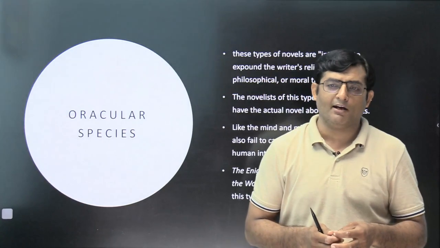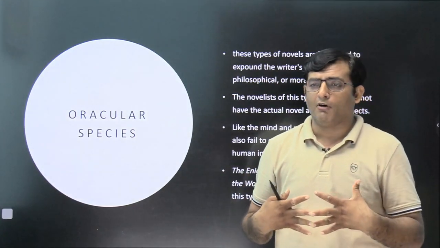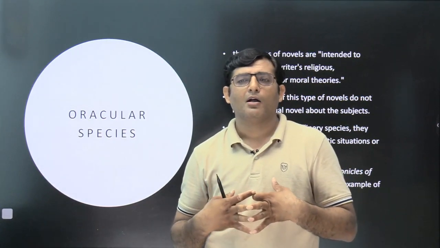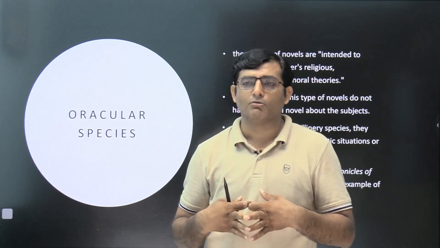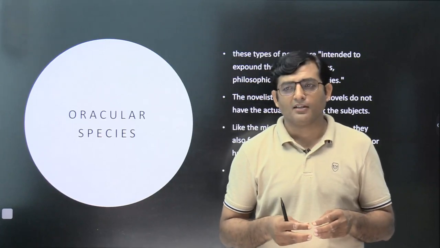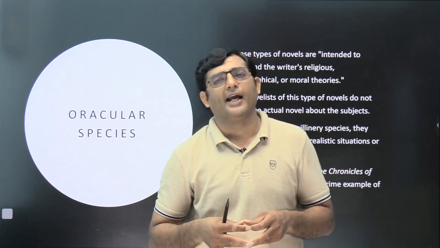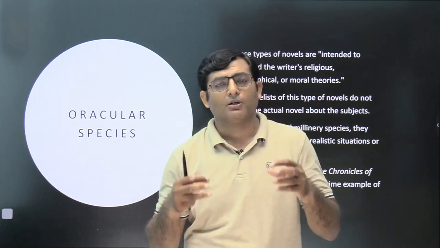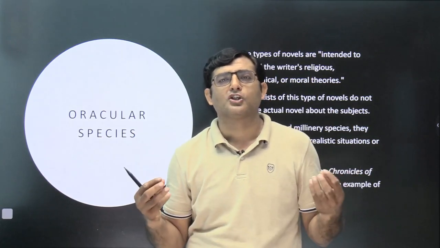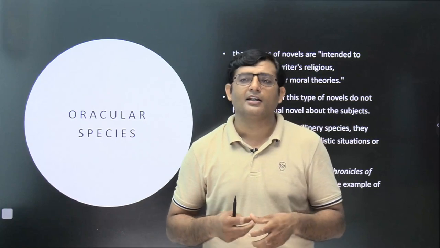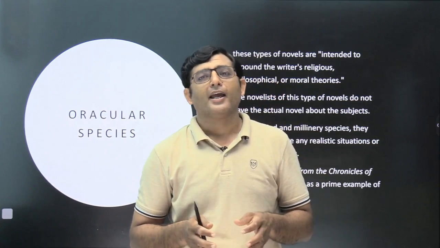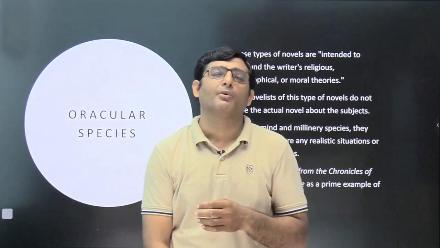The original direction of the novel seems straightforward enough, it involves solving an enigma, a hard to understand problem. However, the language the author uses to describe every action and situation is in the least straightforward way, and these things obscure the overall plot and character development. Right? Oracular novels end up like multiple isolated sketches with little connection in Eliot's eyes. Like the mind and millinery fiction, they also fail to capture any realistic situation or human interactions.